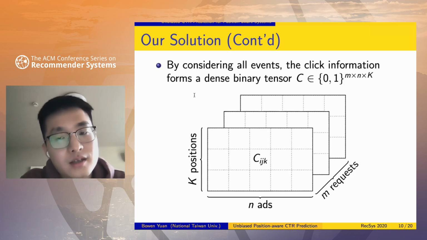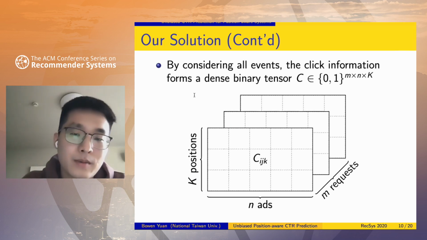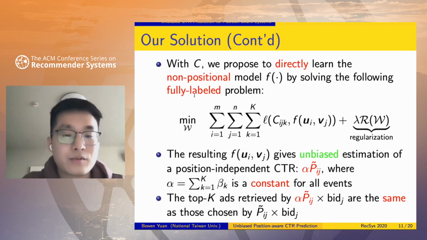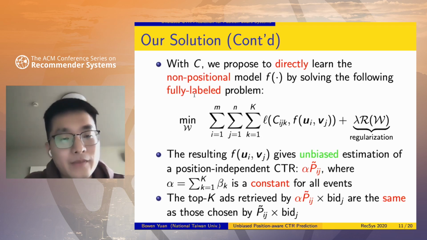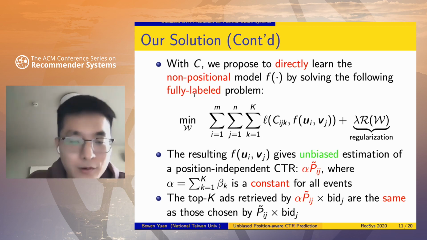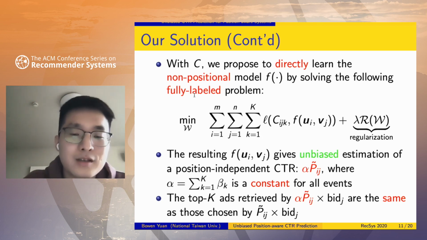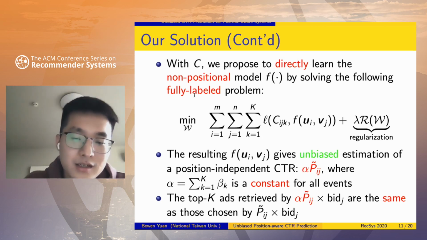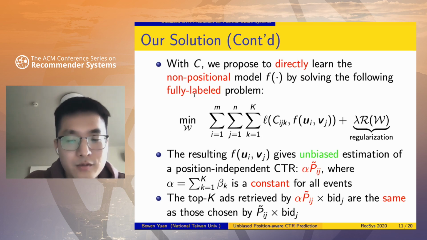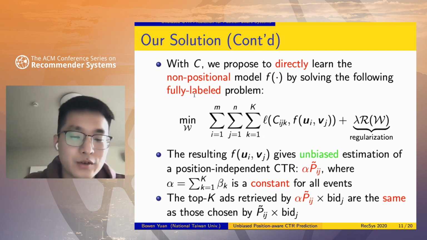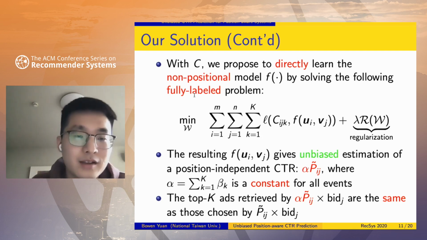And by considering all events, the click information can form a dense binary tensor as follows. And with this tensor, we propose to directly learn the non-positional model F by solving the following fully labeled problem. And we prove the resulting non-positional model can give an unbiased estimation of the position-independent CTR, which equals alpha times the non-positional CTR. And because alpha is a constant for all events, the top K as retrieved by the position-independent CTR times the bid are the same as those chosen by the non-positional CTR times the bid.